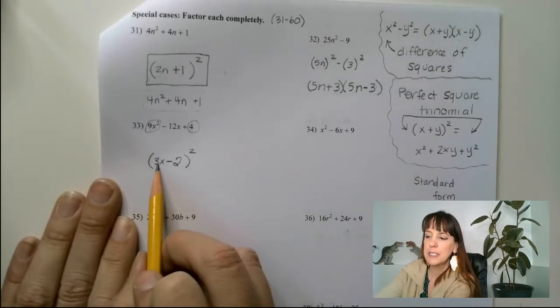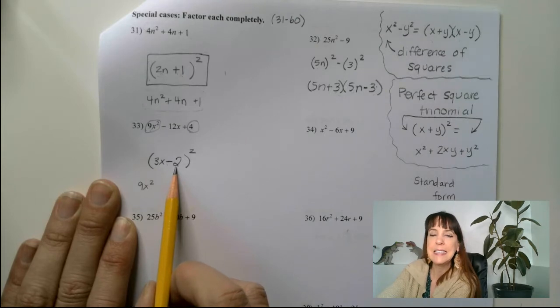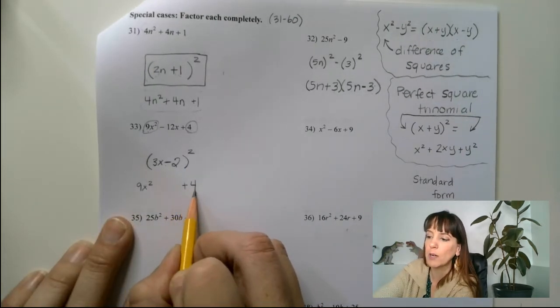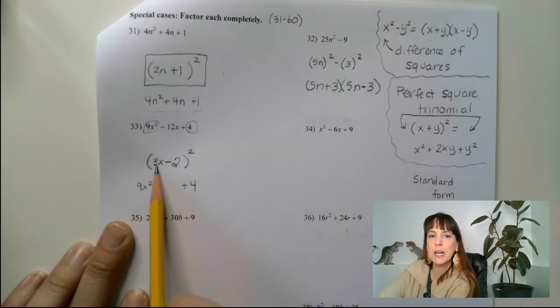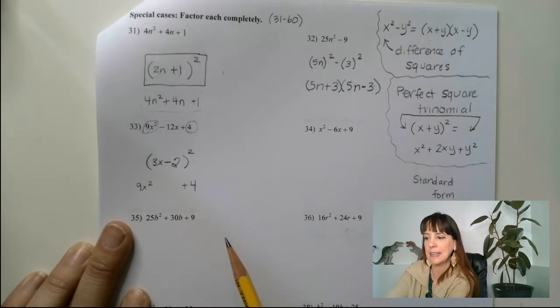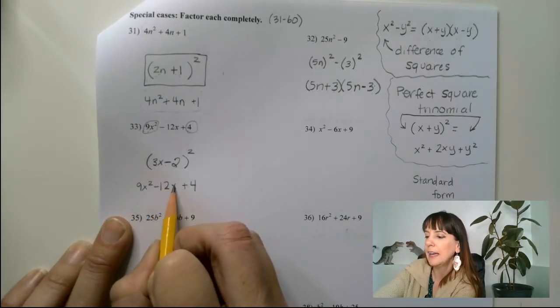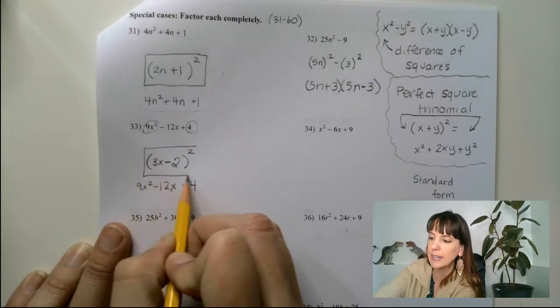Now, first is 3x squared, so that's 9x squared. Last is negative 2 squared. Negative 2 times negative 2 is positive 4, so plus 4. And then you take these two things, multiply them together. So negative 2 times 3x is negative 6x, and then double it. Negative 6x doubled is negative 12x. And look at that, that's exactly what we started with. So this is our answer.